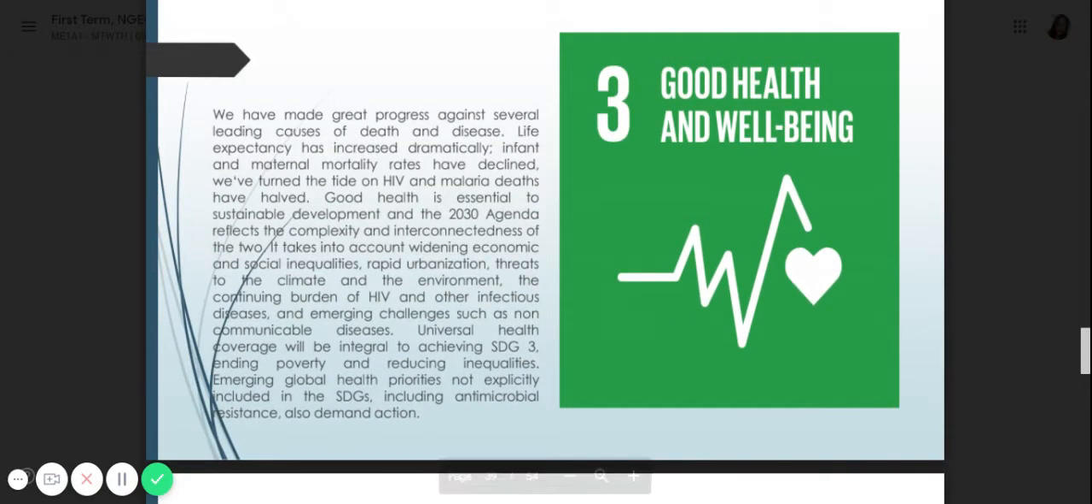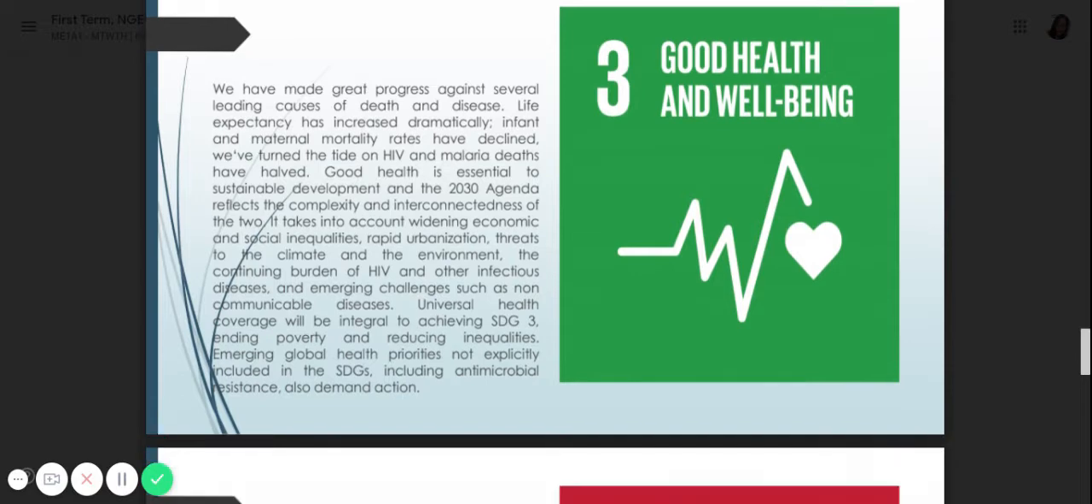Third, good health and well-being. Good health is essential to sustainable development, and the 2030 agenda reflects the complexity and interconnectedness of the two. It takes into account widening economic and social inequalities, rapid urbanization, threats to the climate and the environment, the continuing burden of HIV and other infectious diseases, and emerging challenges such as non-communicable diseases. So good health and well-being.